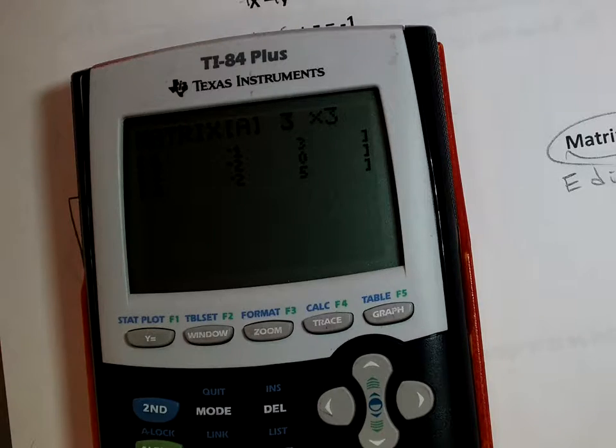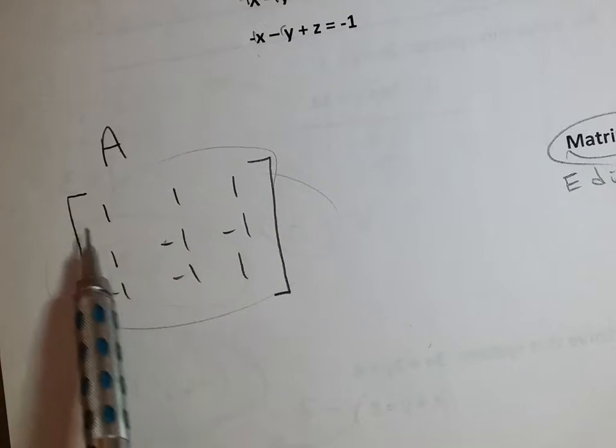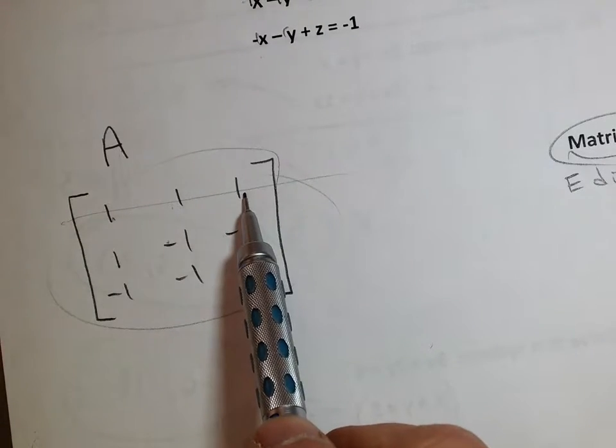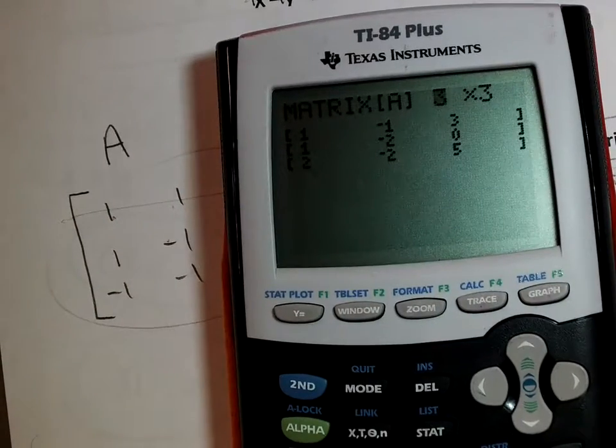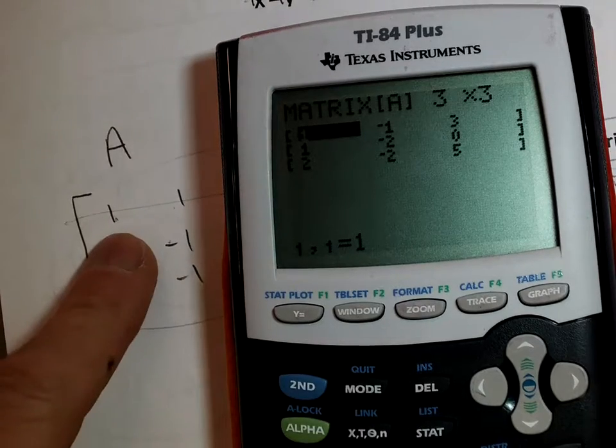If you don't have anything, first of all, how big is my matrix? I need to make a matrix big enough to hold all my numbers. This is a 3 by 3. It's got 3 columns by 3 rows. So my matrix is a 3 by 3, and you need to make sure you go 3, enter, 3, enter, because you need to make a matrix that's the right size to fit all your numbers. So go 3 by 3, and then I'm just going to type my numbers over it.